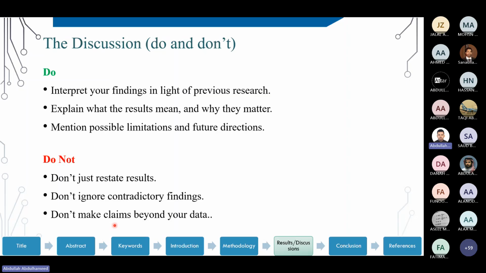Do not make claims beyond your data. This is also one of the very important things that you should be careful about. Do not claim things that your data doesn't have. You have data, okay, good. You have a good result, okay. So make your claims fit only with your data. Do not claim something that you did not get. Because in that case, it might look like you are lying.